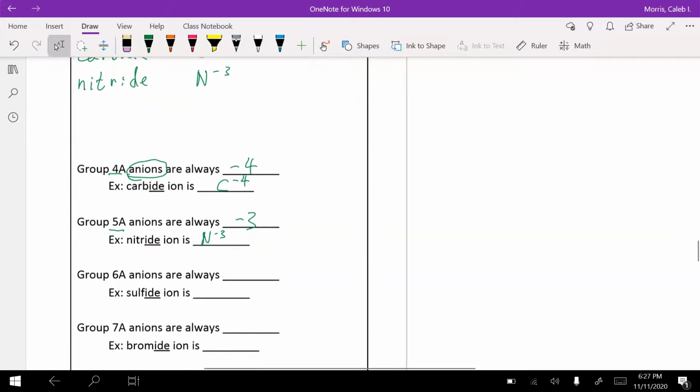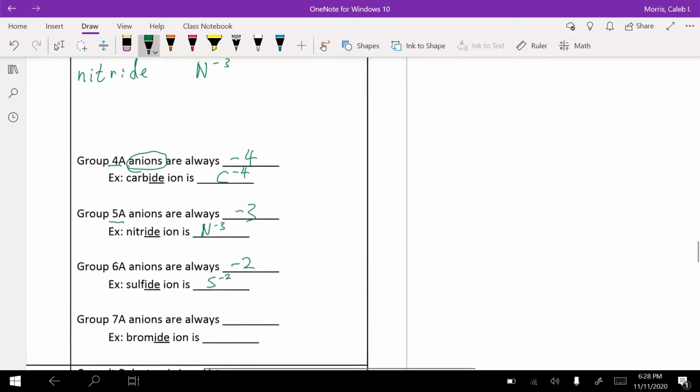Group 6A anions are always -2. I hope you're kind of seeing the trend. We're counting down as we move to the right. Negative charges but we're counting down. Sulfide would be S with a -2 charge because it's in the 6A group. And then finally 7A anions are always going to be -1. Br- or Br-1 for bromide. You notice we did not mention group 8A. Remember, group 8A does not form ions. It is neutral. So group 8A doesn't get involved in ionic bonds.